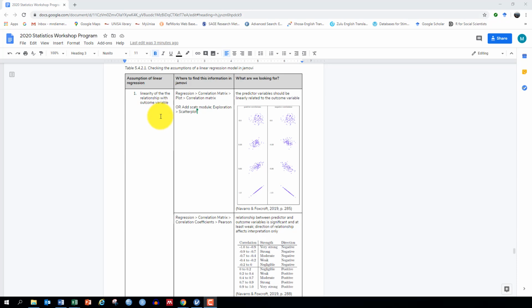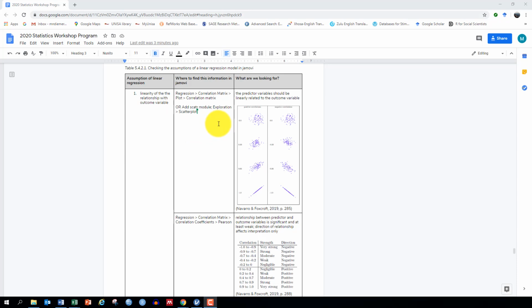Navarro and Foxcroft explain that there are 6 assumptions to check before interpreting the results of linear regression analysis. Table 5.4.2.1 in your course guide lists these assumptions, where to find the information, and a reminder of what you're looking for. The first assumption is that there should be a linear relationship between the outcome and predictive variables.